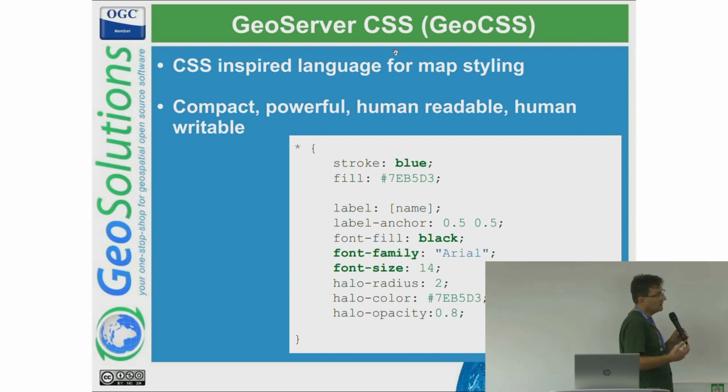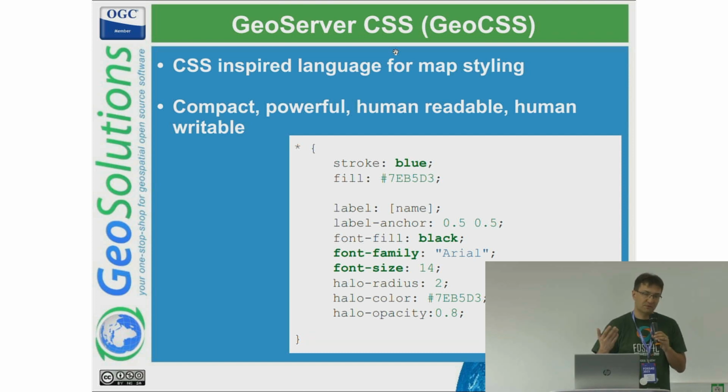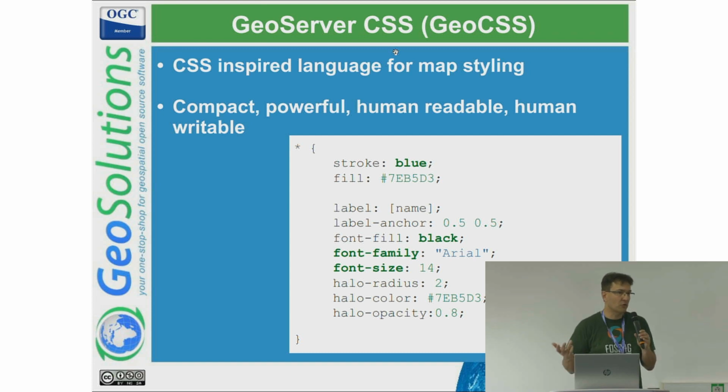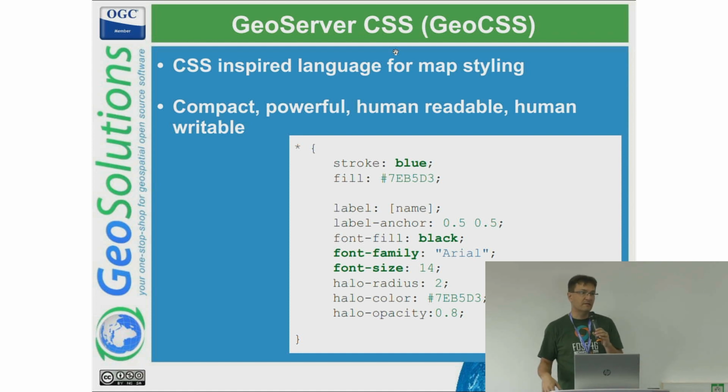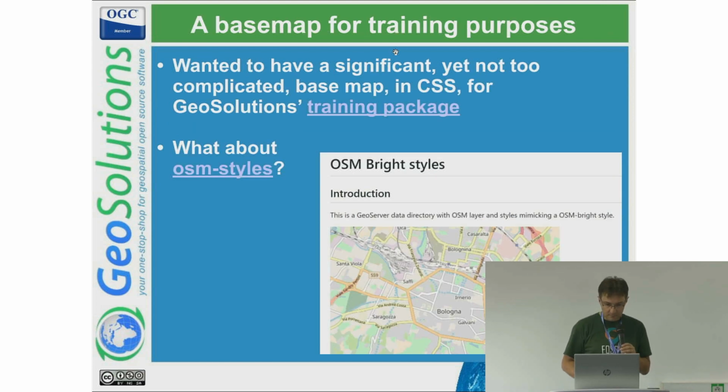So it's pretty powerful. And in the end, it translates down to SLD. So GeoServer actually renders the translated SLD, because the rendering engine really talks SLD, not CSS. This is true for every alternative language that we have in GeoServer. They all translate down to SLD eventually, and then the rendering engine processes the SLD.